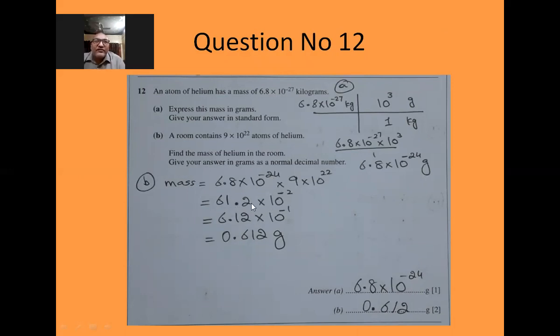So take this decimal, because this is not the standard form. The number here should be more than 1 and less than 10. So it's 61, which is not right. Move this decimal one step to the left, so it will be 6.12. The power will be adjusted here, so it will be 10 to the power minus 1. So the final answer, move this decimal further to the left, will be 0.612 grams. So this is how you do question number 12.